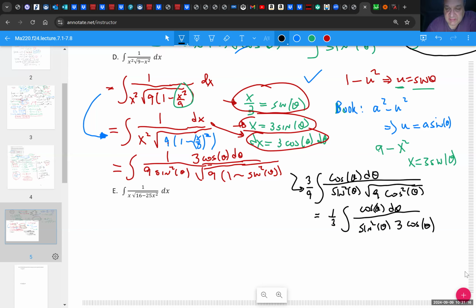I'm going to try to save some space for example E, so I'm going to go over here a little bit.